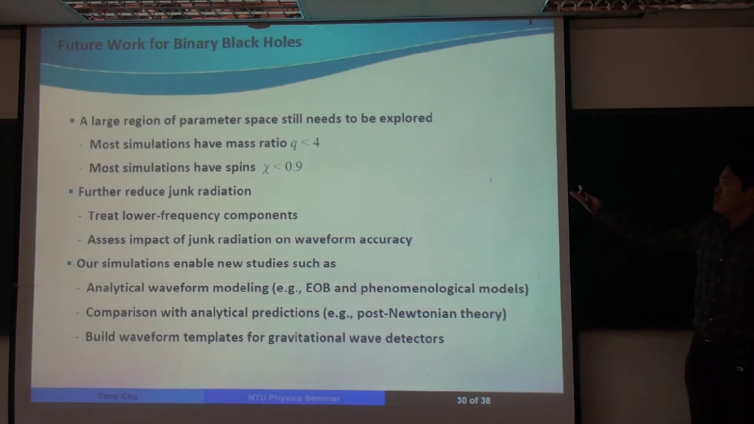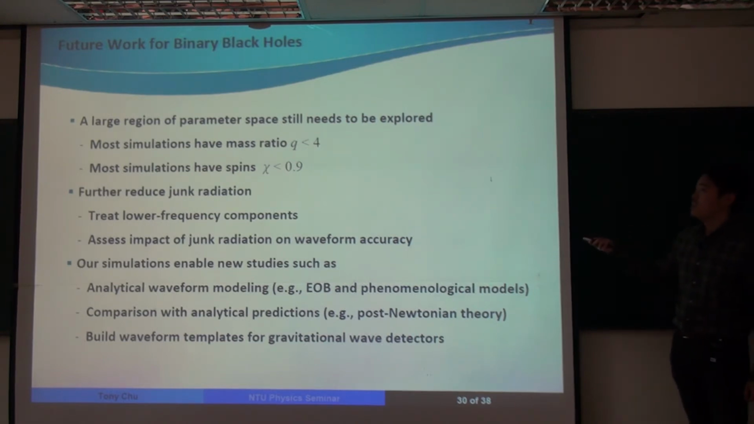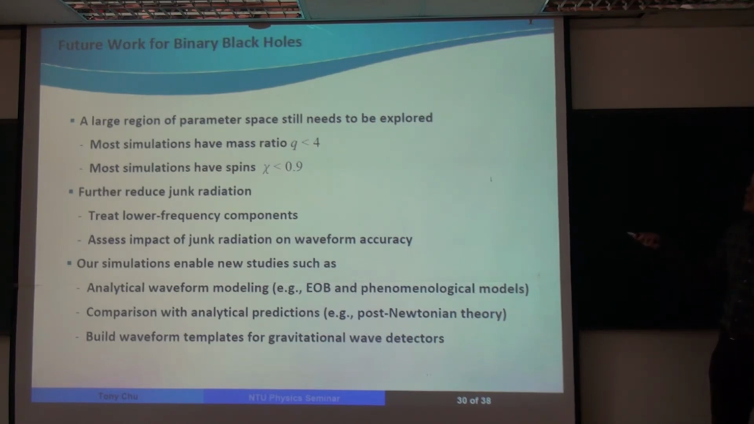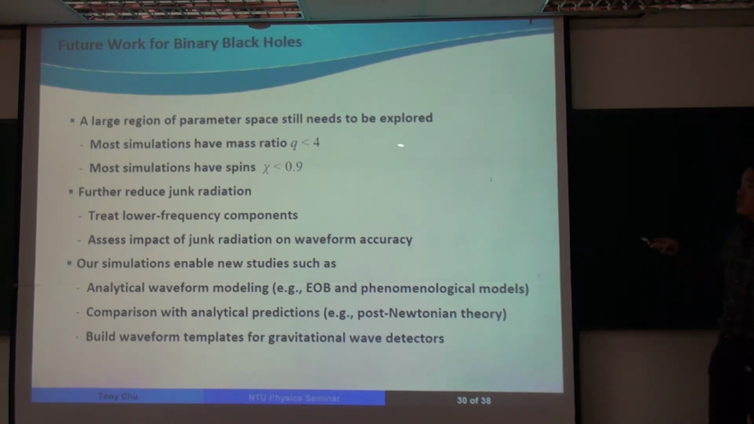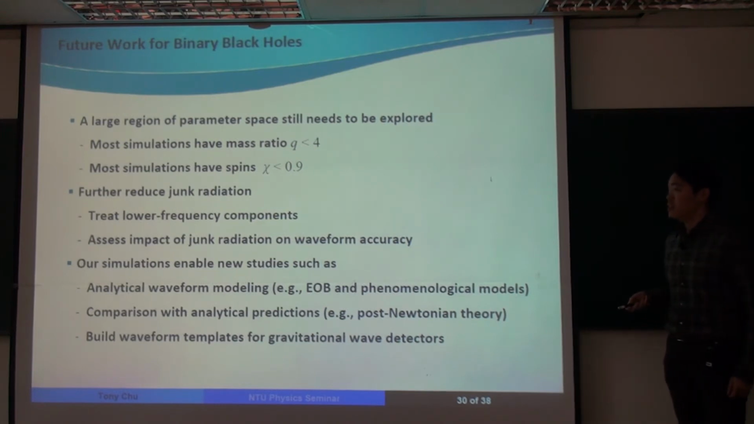So here are some directions for future work. We've made significant progress in covering parameter space, but there's still a large region that needs to be explored. Most of the simulations that we have have a mass ratio less than 4, and most have spins less than 0.9. So what remains are certainly more challenging simulations to be done.